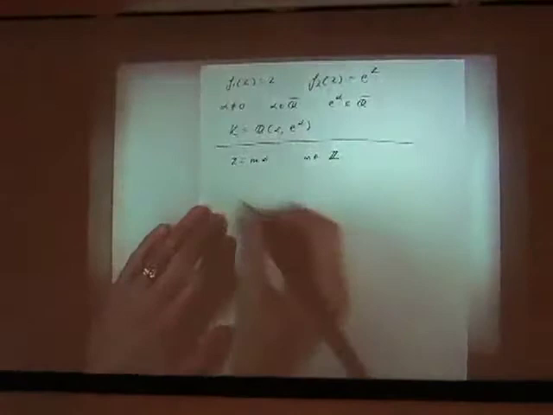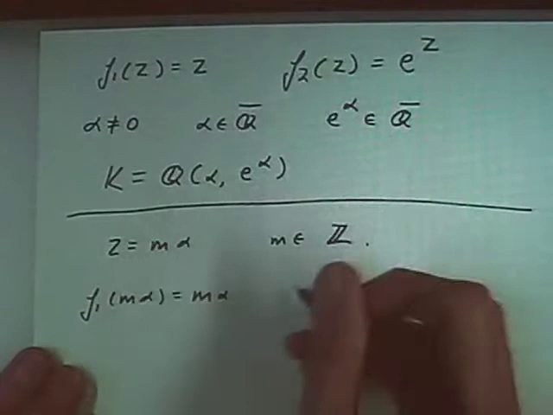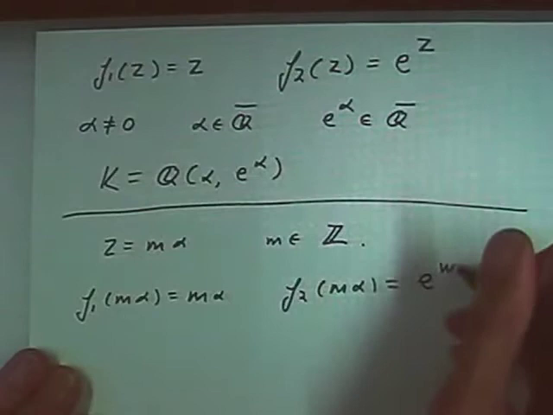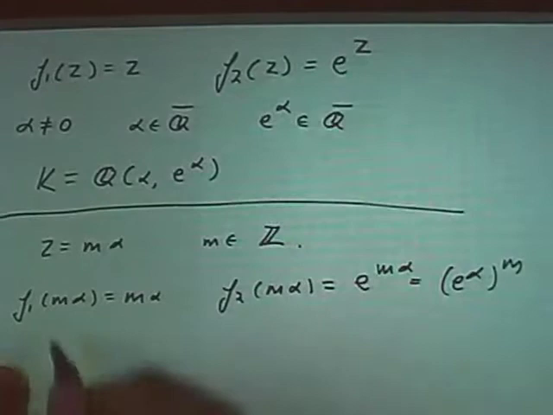then f_1 of m alpha is equal to m alpha, f_2 of m alpha is equal to e to the m alpha, which is equal to e to the alpha to the m. So these numbers are in the number field K, and there are infinitely many. So this is a contradiction. So something that you assumed is false, in particular, you have this.